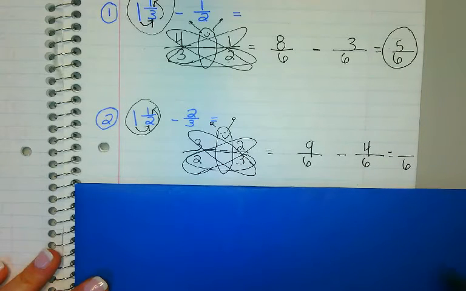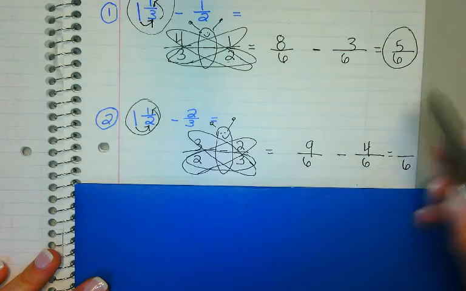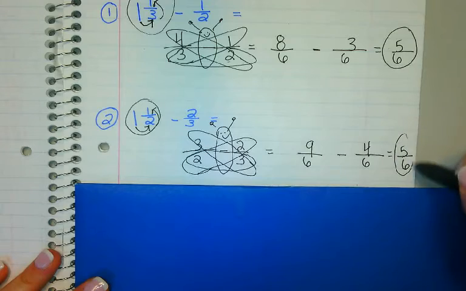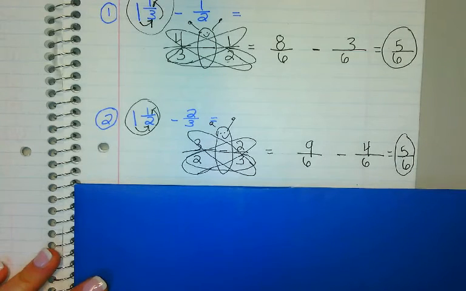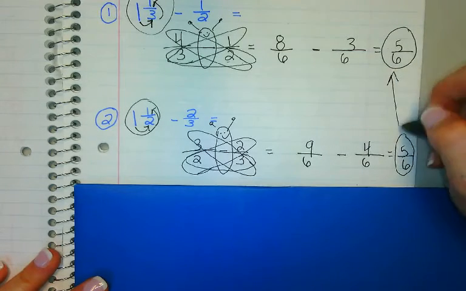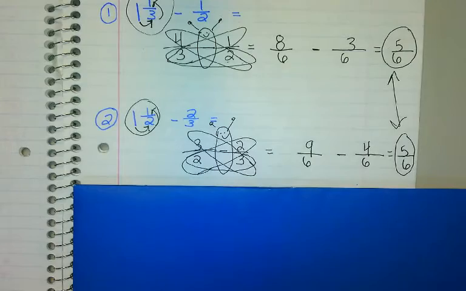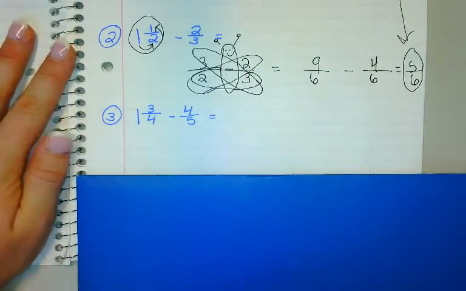Okay. I'm going to subtract my numerators now. 9 minus 4 is going to give me 5. My answer is 5/6 again. I did not do that on purpose. These two just happen to be the same. Banana. Alrighty. Down below, we have one more problem.